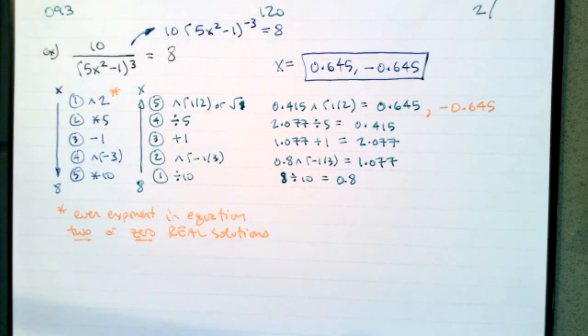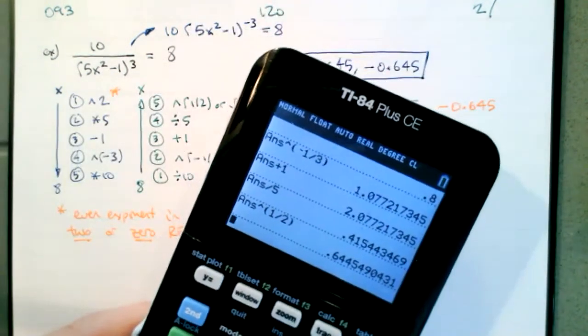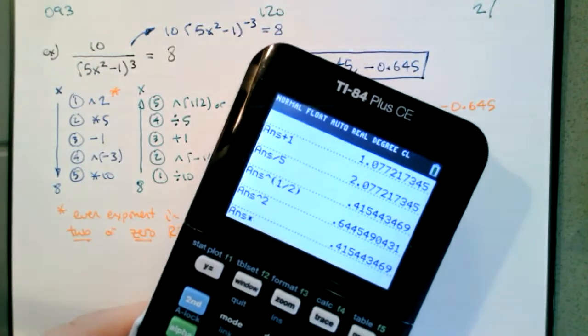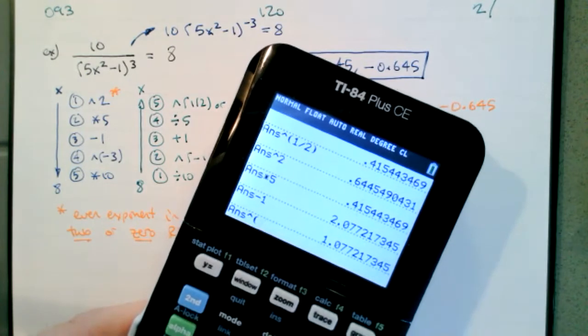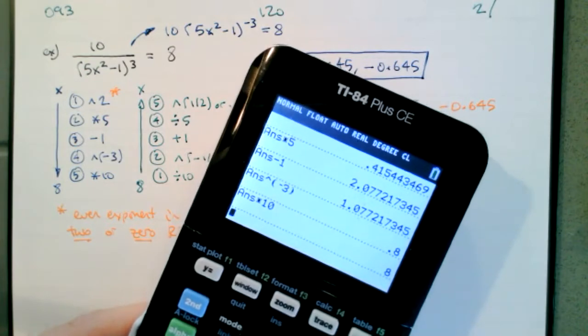As usual with all these equations, we can check our answers by running them through the operations. So if I take the 0.645 and I start off by raising that to the second power, and then multiplying by 5, and then subtracting 1, and then raising that to the negative 3 power, and then multiplying by 10, we end up back where we started.